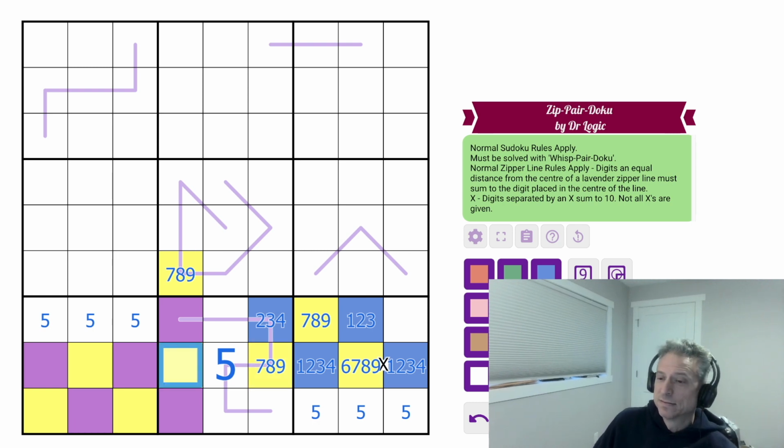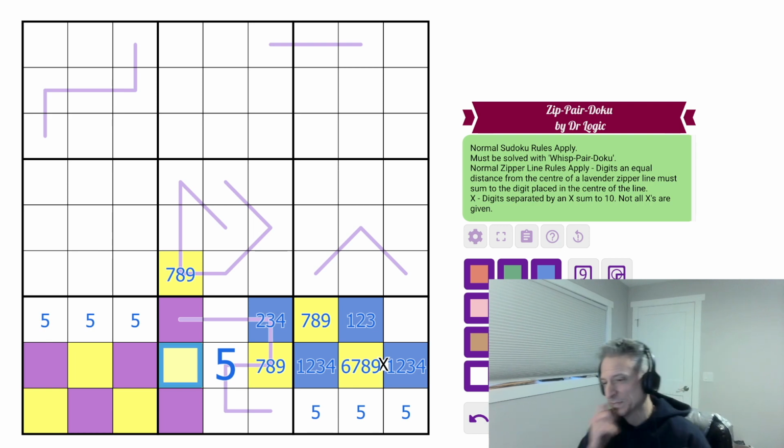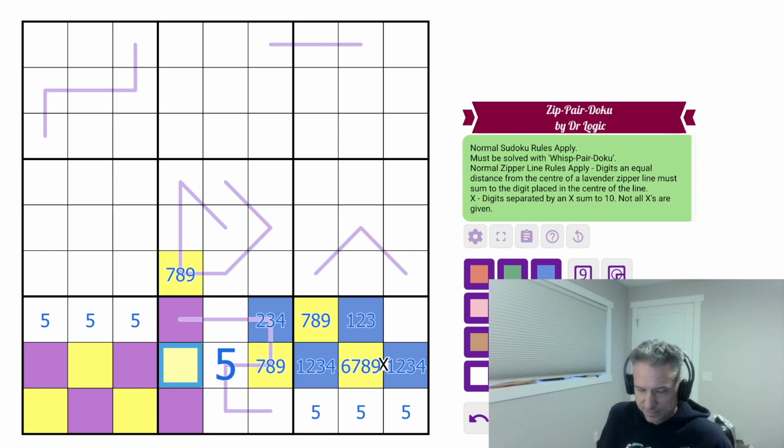Okay, so now let me do some work here with the German whispers. 6, 7, 8, 9, and actually a few of these can't be sixes. Ooh, we might actually have a 6. Give me a second here. These two can't be 6. These can't be 6. These can't be 6. All right, we have a 6.